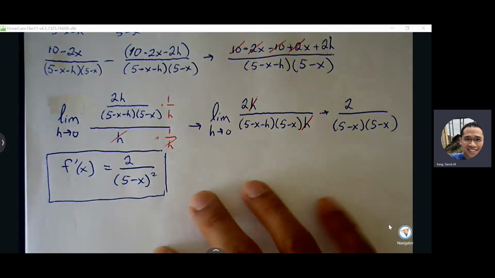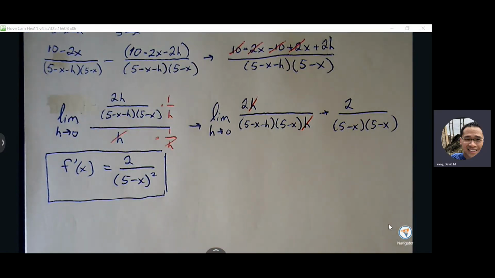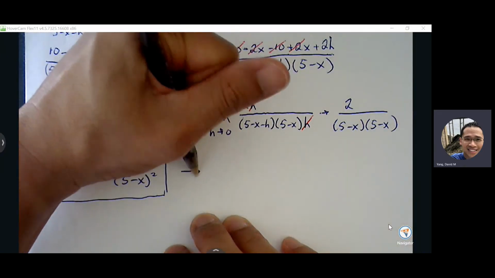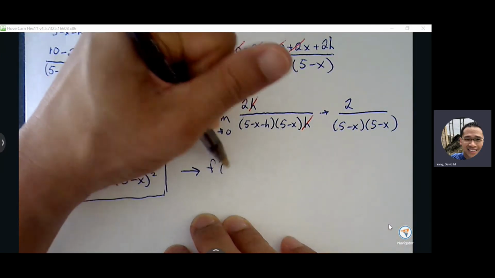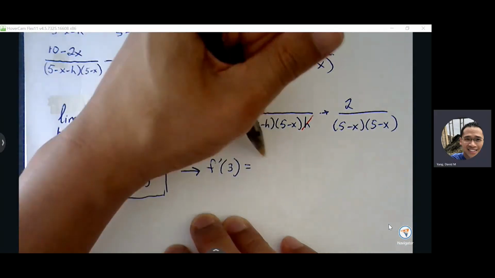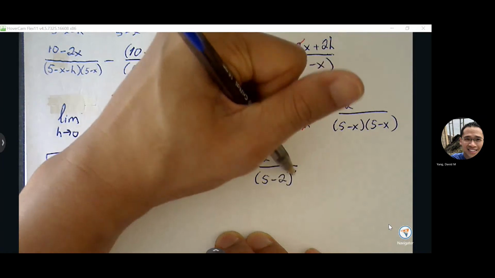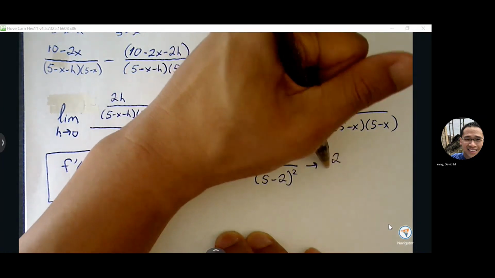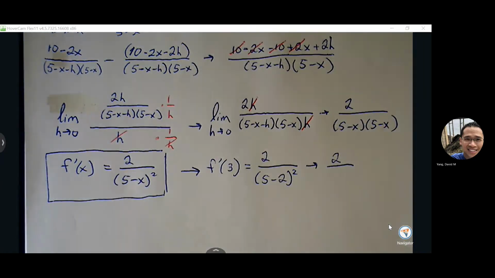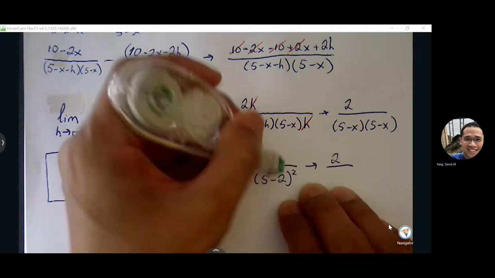Now that we have our slope formula, our derivative, we can figure out the steepness of this graph at 3. So now we can plug 3 into the derivative and find the slope of the graph at that point. Sorry, 3, I don't know why I put it to 3.